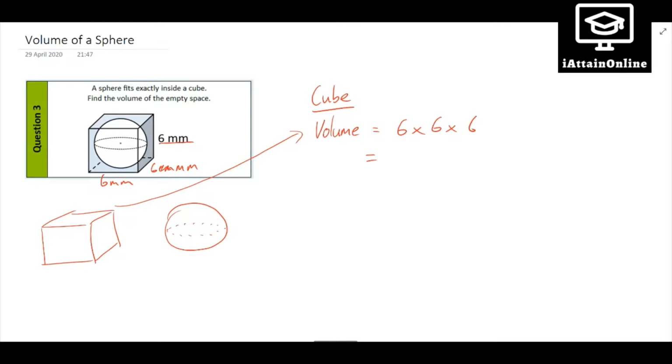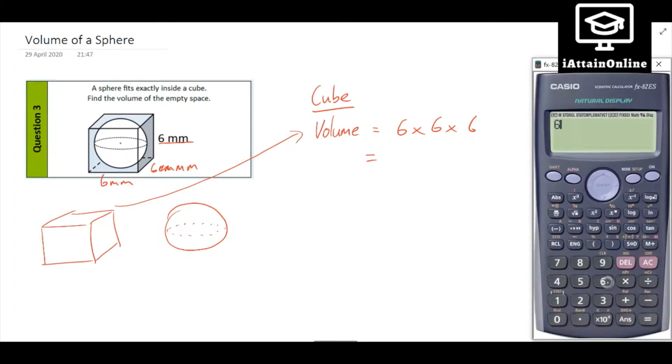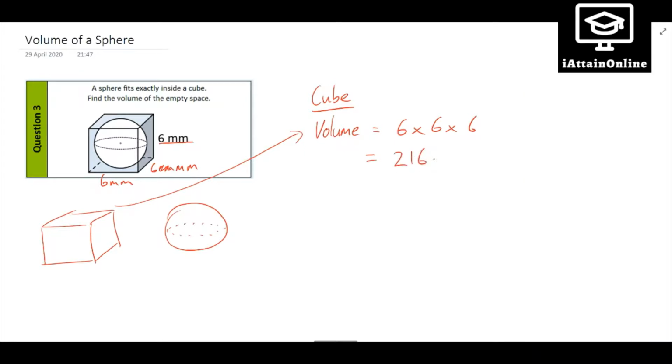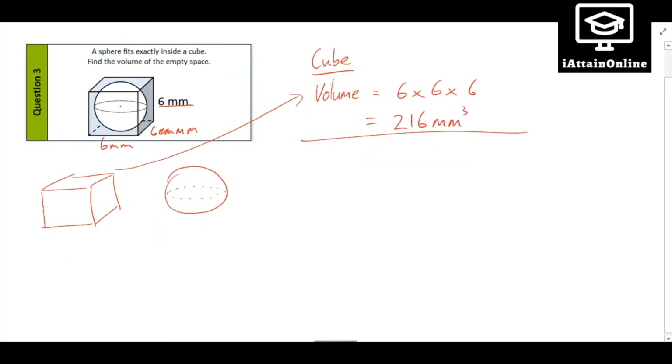And if I did that in my calculator, that gives me 216 millimeters cubed. Then I'm going to find the volume of the sphere.